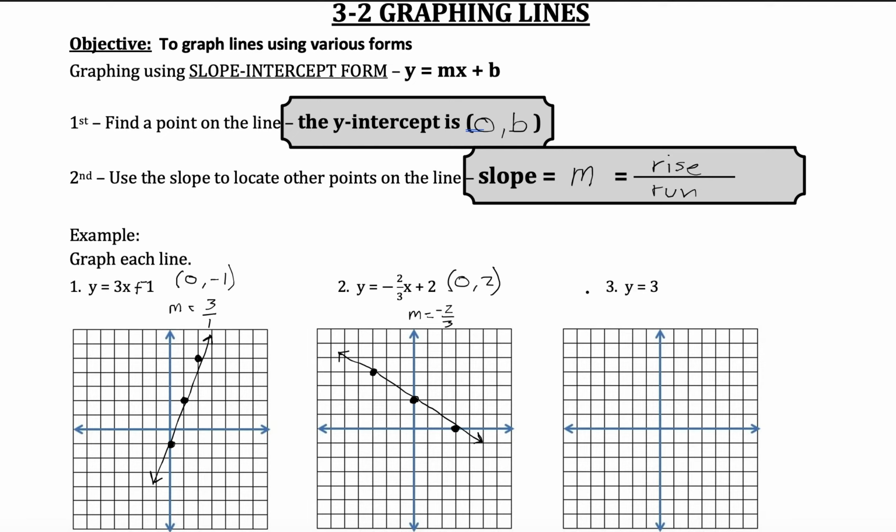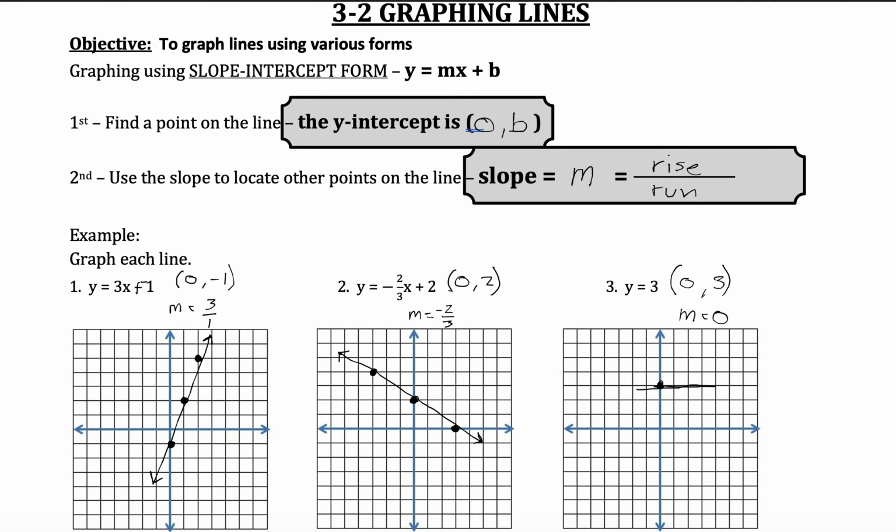The last example then, we have y equals 3. If you notice, we don't have an mx part, we just have our b. So our y-intercept is going to be (0, 3). We can go ahead and plot that, 1, 2, 3. And then our slope, since we don't have the mx part, our slope is going to be 0. We don't have a rise or run. Remember, when we have a slope of 0, that is always going to be a horizontal line. So we have a horizontal line on y equals 3.